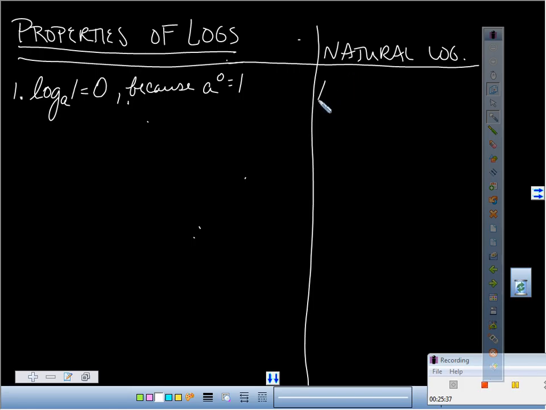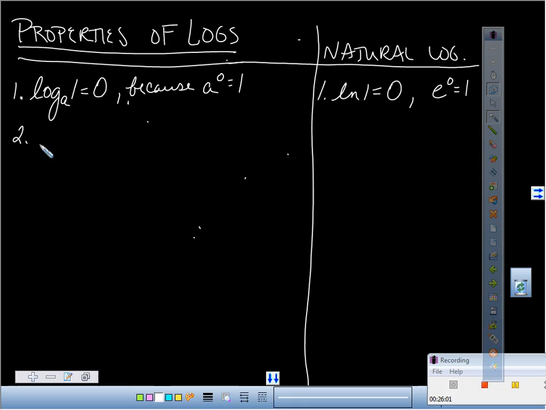What's it going to look like over here? Over here it's going to look like ln of what? 1. Very good. So ln of 1 is equal to what? 0. And the reason is e to the 0 power is equal to 1.